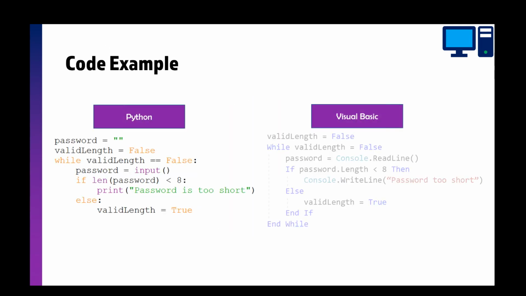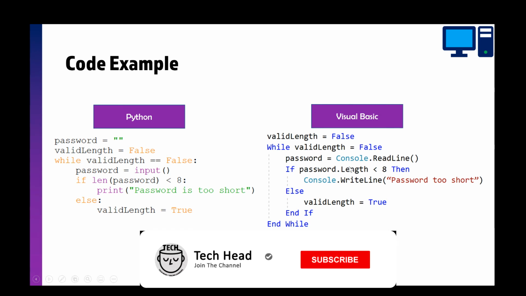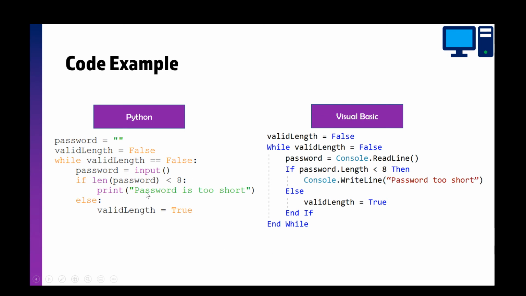So here's an example of a while loop used in both Python and Visual Basic. We've got password, valid length false. It's very simple. Notice that VB is a lot more similar to pseudocode than Python is, but here are two examples of using it. We've got password.length, input password, less than 8, print password's too short, Console.WriteLine password's too short, and so on. These are all valid pieces of code that will loop for an indefinite amount of time until you enter a password that has more than 7 characters.